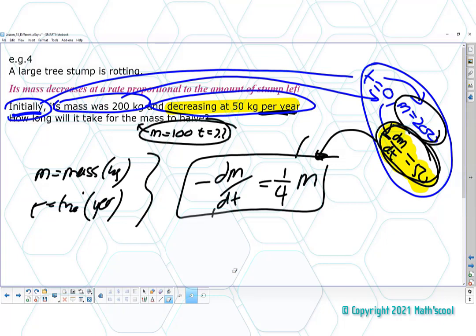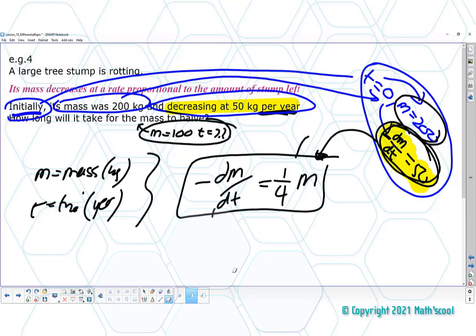Divide both sides by m. Put dt on the other side, integrate both sides. Put in the constant when you've done the integration. Might as well make m the subject.